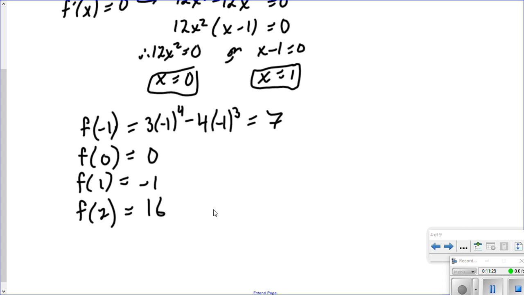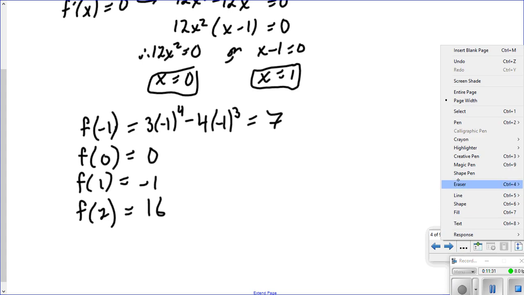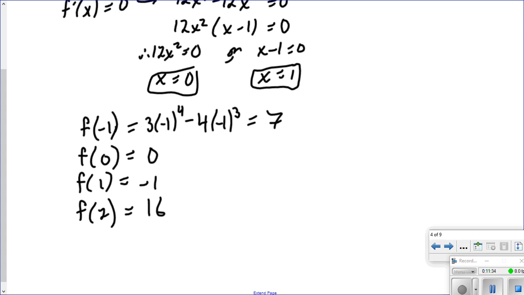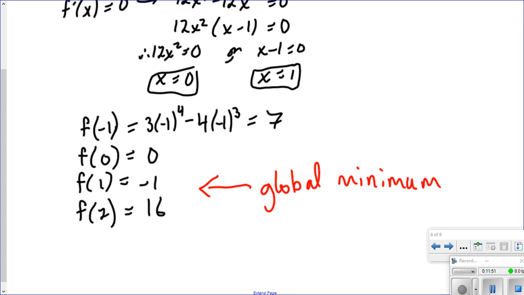Can we classify these? And I'm going to just change my marker here, okay, and classify these. Okay, so what's happening here? Identify the absolute lowest one. The lowest value on this interval is at -1. So that's going to be my global minimum, or my absolute minimum, I call that, right? Okay, what's the highest one? That's down here at 16. So when x equals 2, f at 2 equals 16, that's going to be my global max.